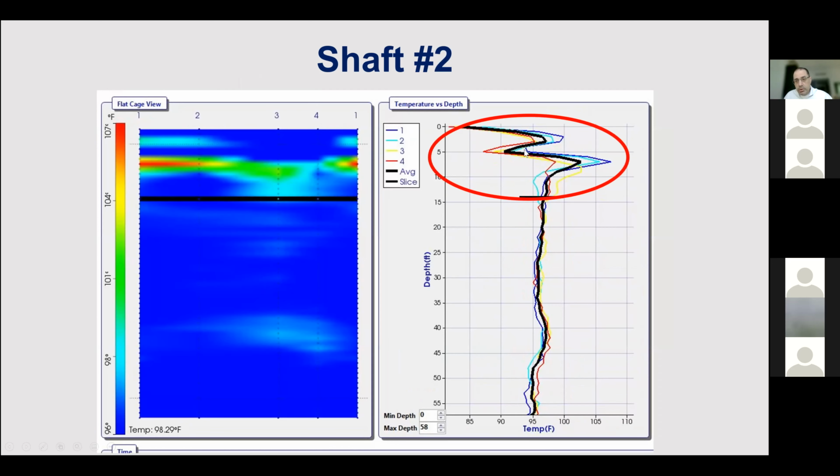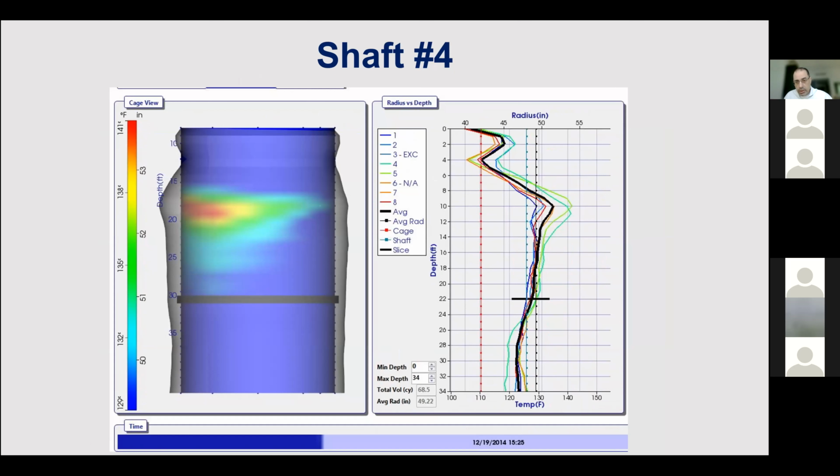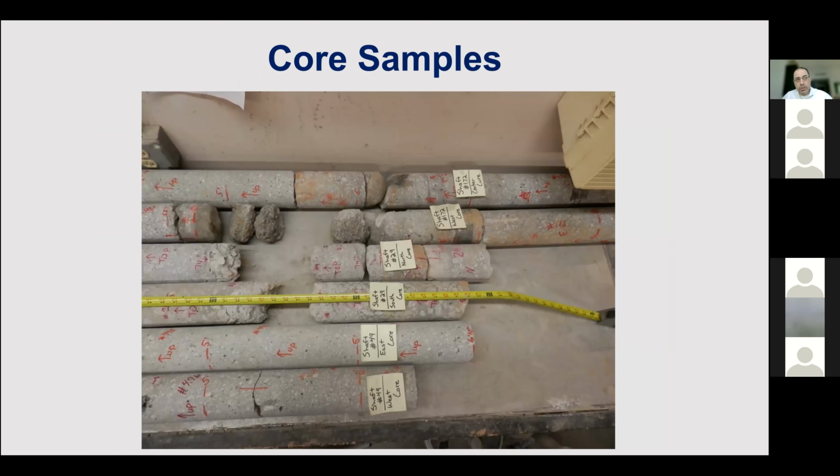Shaft number 2 showed similar anomalies, as did shaft number 3 and the following ones, and so after 5 or 6 shafts, they hit the pause button and decided to do further investigation. They took some core samples, and the core samples indicated that there was a problem in that location where the thermal indicated there was a problem. Now, due to the speed of the construction, this is the number of shafts, 6 shafts, in which the thermal was able to detect that there was a problem in the construction.